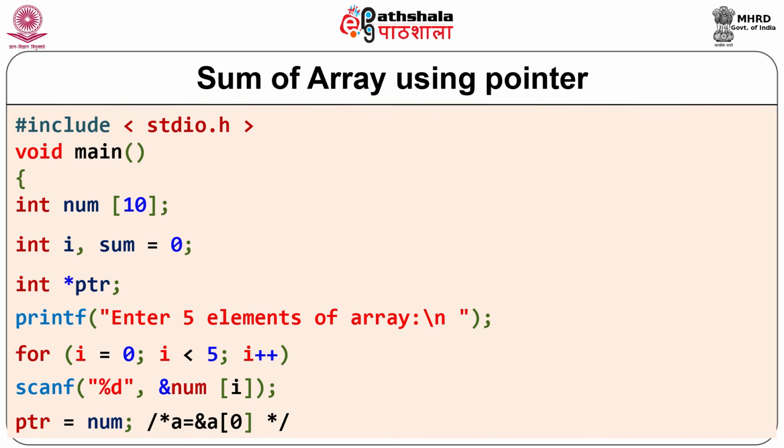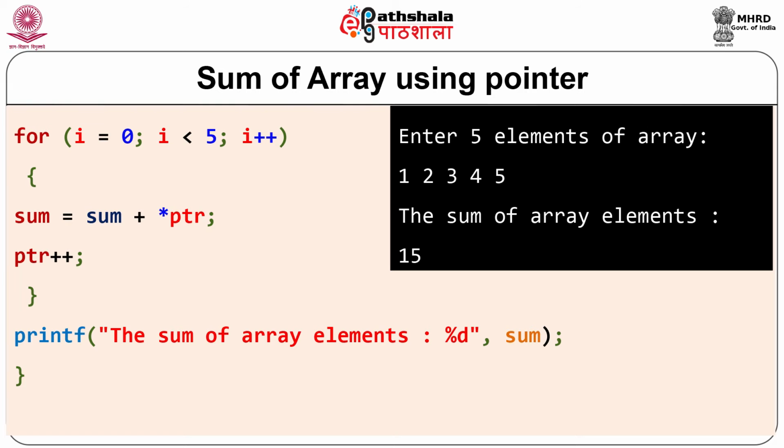Next statement is pointer = num. As you know, this statement can be written as pointer = &a[0], pointer = array. In the previous slide we have seen this, how pointers can be written in terms of array or array can be written in terms of pointer.